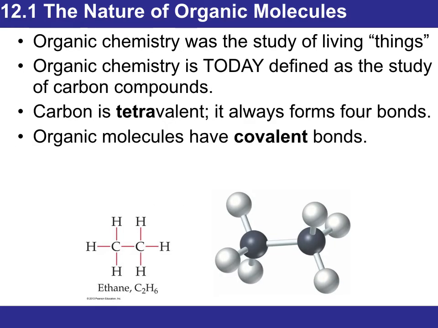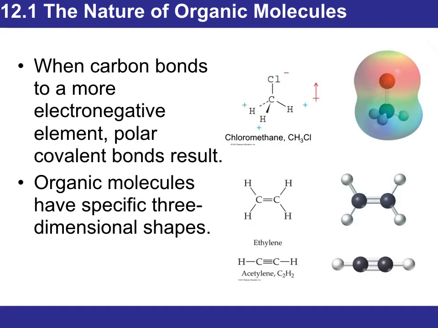So this is here where organic chemistry started. This is the study of living things. Well, today this is defined as the study of carbon compound. You need to know a carbon atom is tetravalent. Tetra means 4, means that it has 4 covalent bonds.